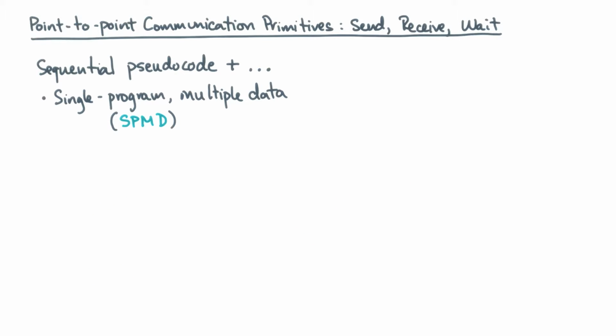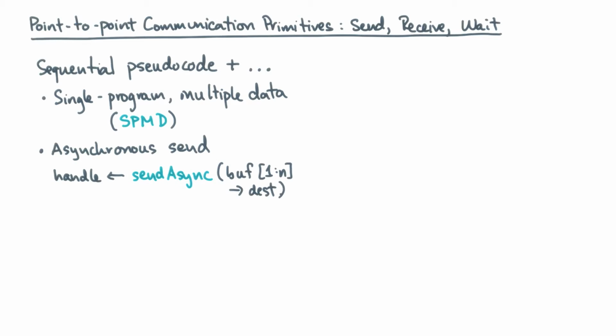Here's the second change to sequential pseudocode. I will give you a primitive which performs an asynchronous send. Think of it as an API call that looks like this. Now it has two arguments. One is a buffer of size n, and the second is a destination rank, basically the rank of the process that's supposed to receive this message.